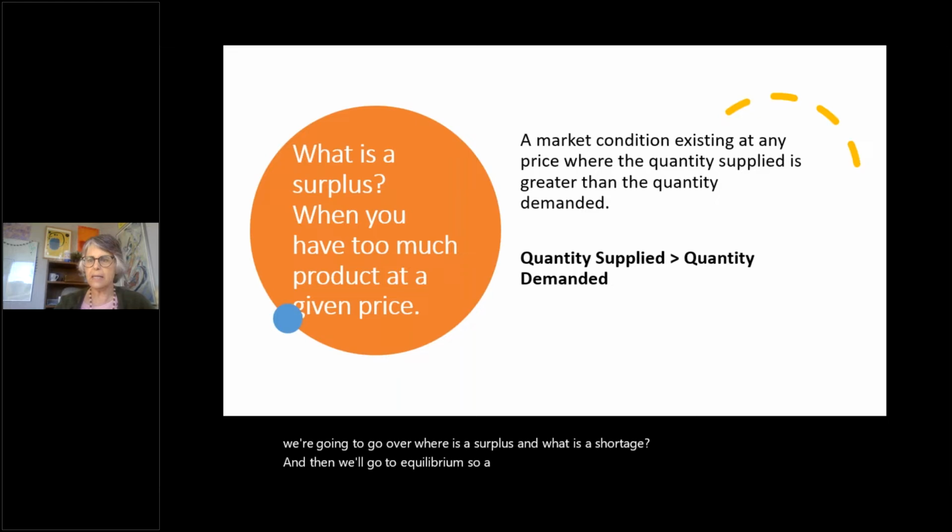Surplus just makes sense, doesn't it? A surplus is when the quantity supplied is greater than the quantity demanded. If there are more things you're trying to sell than people want to buy, you have a surplus.